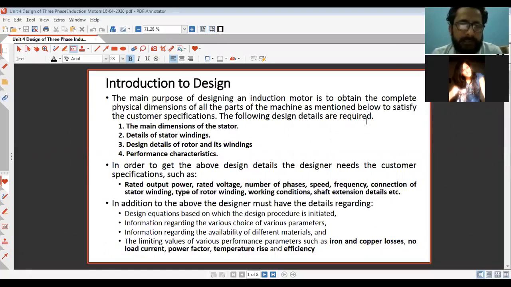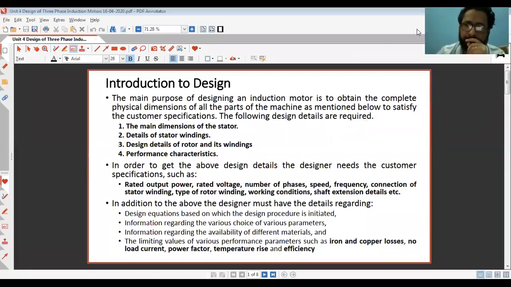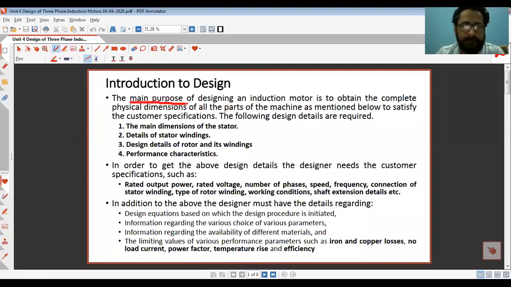Today we will study the design aspects of induction motor. Basically, the main purpose of designing an induction motor is to obtain the complete physical dimensions of all the parts of the machine as mentioned below to satisfy the customer's requirements.